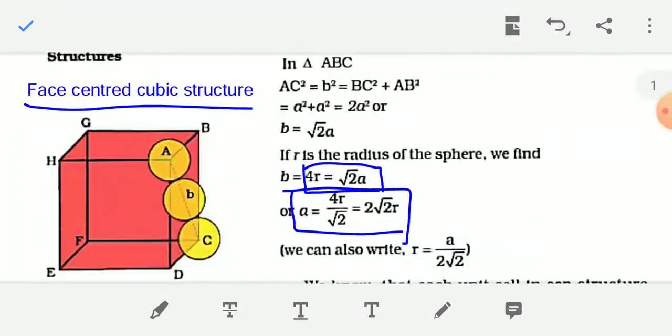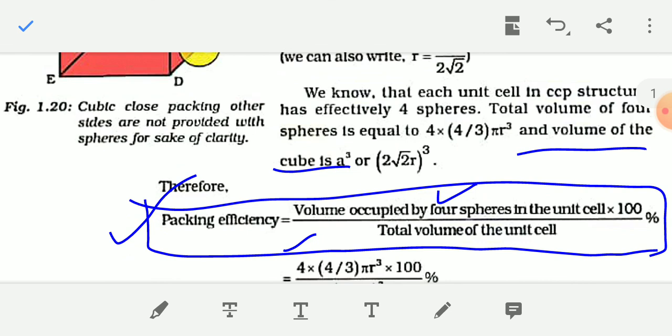In the next video I'll discuss packing, different types of packing, that is, one dimensional, two dimensional, three dimensional close packing.